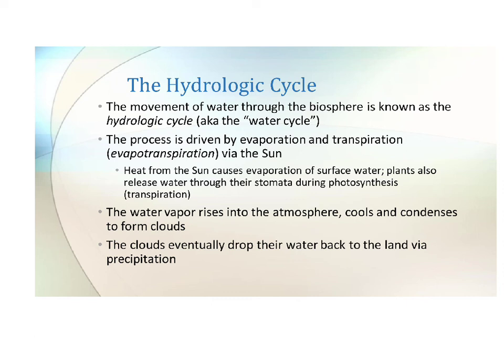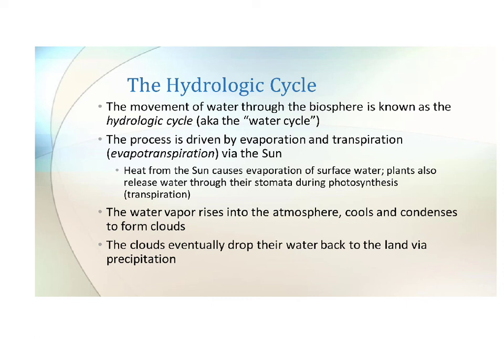The heat from the sun causes the evaporation of surface water, and plants also release water through their stomata during photosynthesis, of course, when they're hit by sunlight. And that is the definition, by the way, of transpiration. Transpiration is when plants release water vapor through their stomata during photosynthesis. So we've got evaporation of surface water. Now, it can come from actual bodies of water, but the soil also has water in it. So evaporation from soil and surface water. And then, of course, transpiration. We kind of combine those and say evapotranspiration.